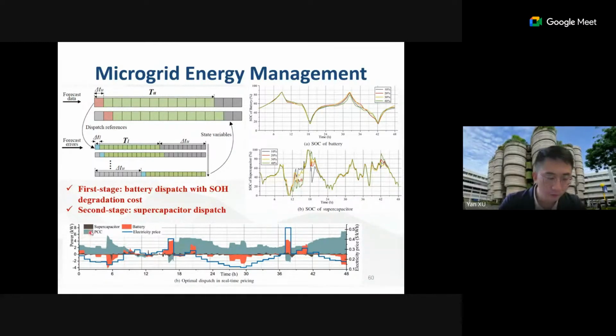And okay, now we have a supercapacitor and the battery. You can see these are their charging and discharging power. This PCC means the power exchange between the microgrid and the main grid.